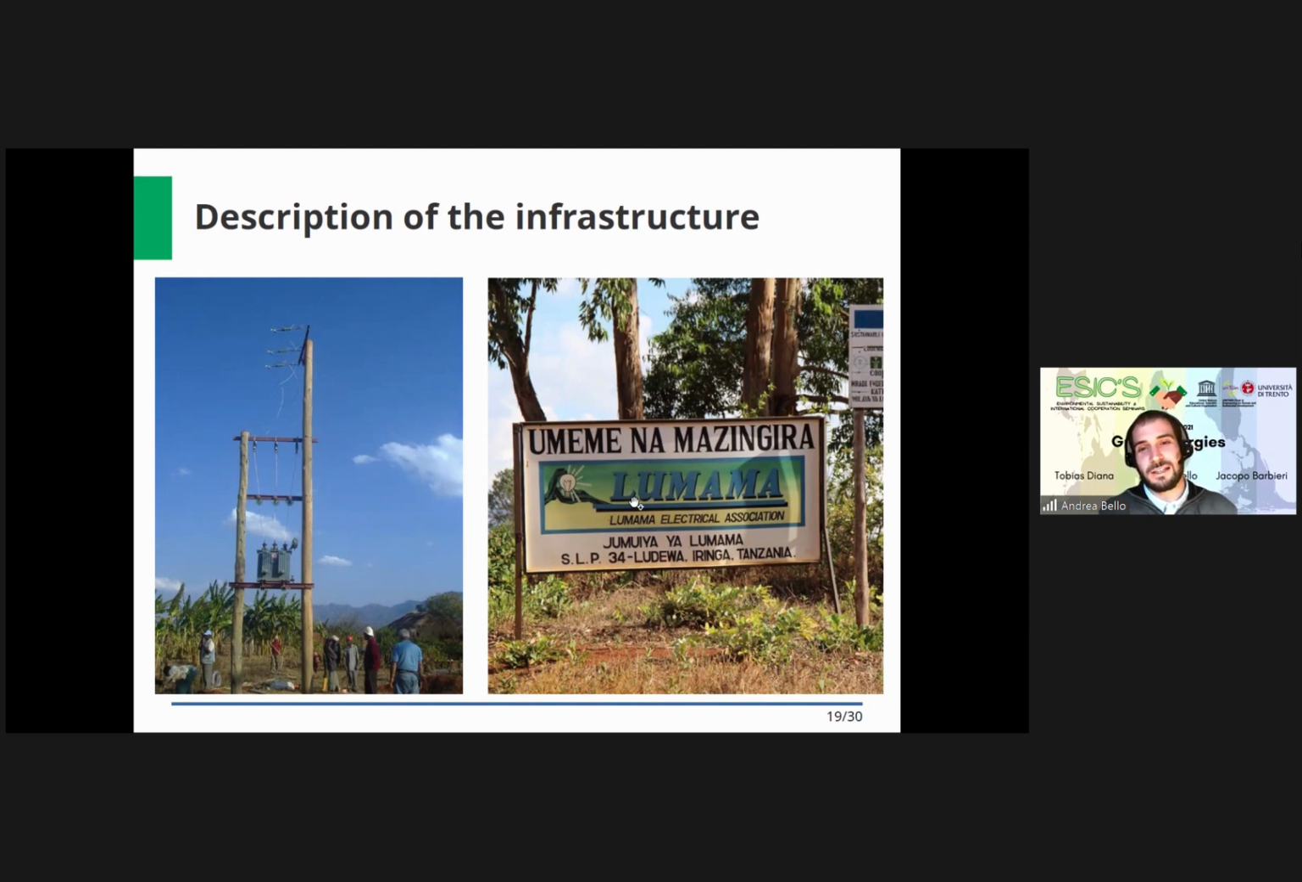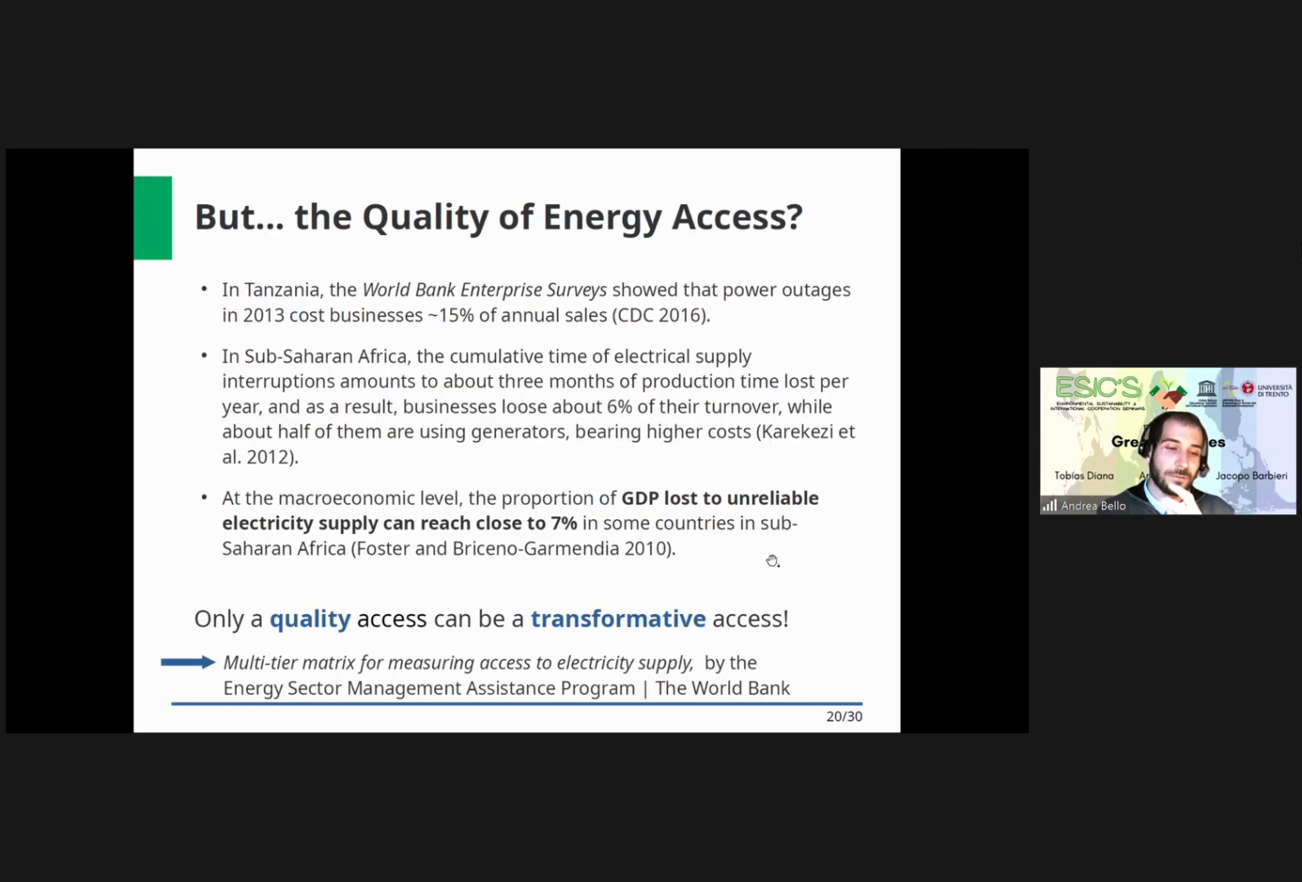This is a road sign of Lumama, which is the electrical association made by people of the villages, which owns all the infrastructure. Okay, so in this way we are able to bring the electricity, but is it enough, or do we need something else?